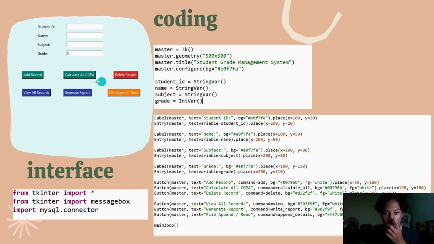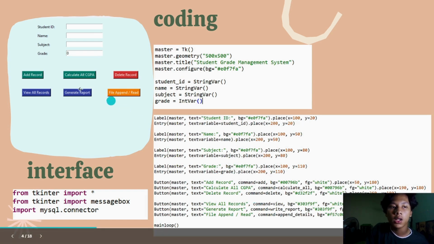For the next ones, it is the same for the name, subject, and also the grade, and we use the text variable as we declared on top here. So here is name, subject, and lastly grade.